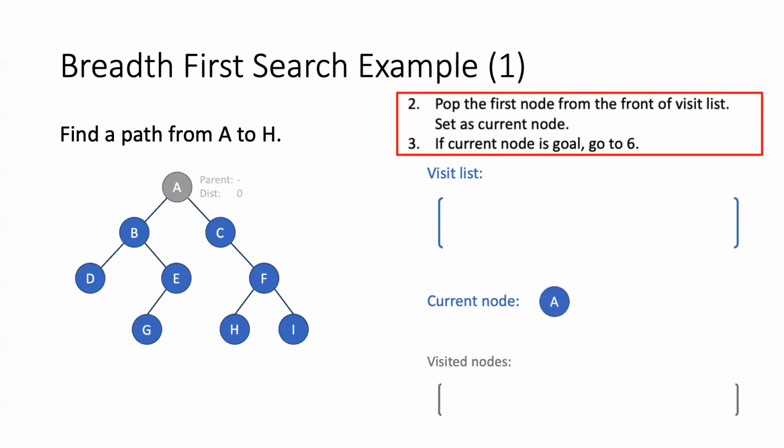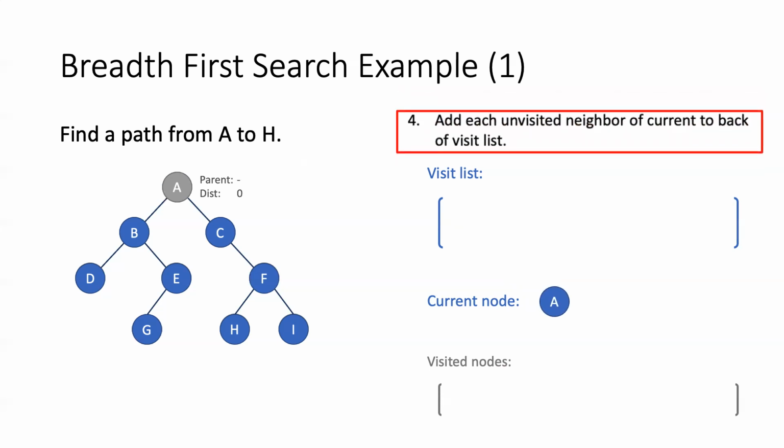The next thing we're going to do is pop the last element off of our visit list, and we're going to set that as the current node. So A gets popped off our visit list, it becomes the current node. We then check to see whether that current node is the goal. So if our current node, which is A, was actually the node that we want to reach, which is H, then we can terminate the search and go on. But it's not, so we have to continue.